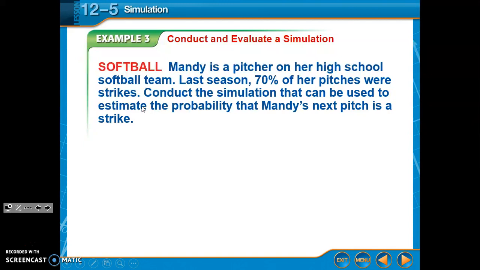We want to do an experimental, right? So we said the numbers from 1 to 7 are going to represent strikes, and from 8 to 10 are going to represent non-strikes. So I'm going to make a table here, and I'm going to do tallies. Let's say we're going to do 30 trials. What I'm going to do is show you the online random generator.